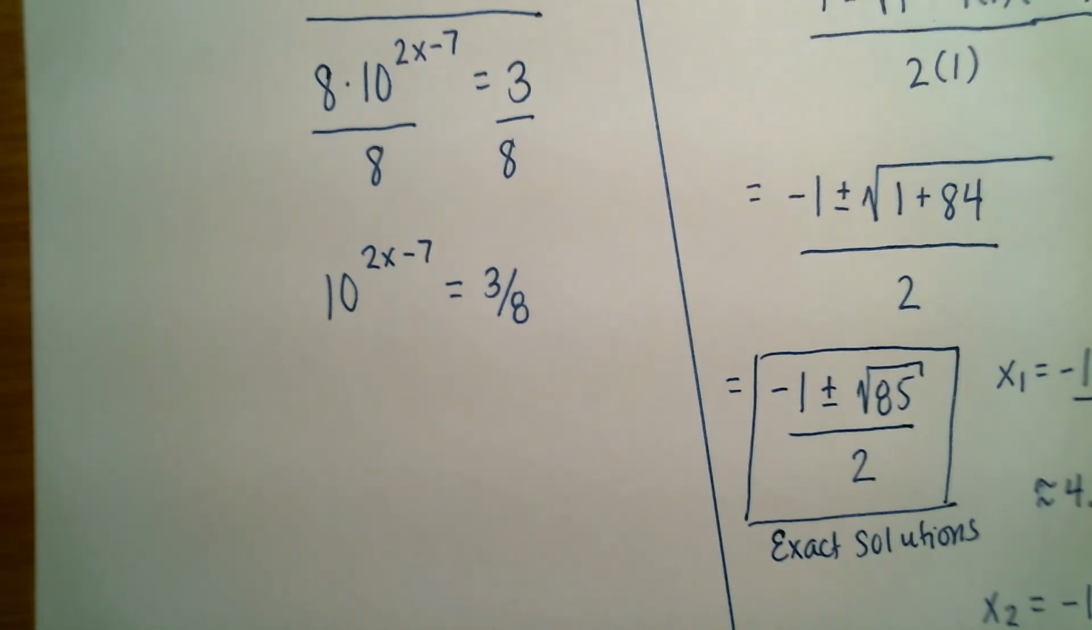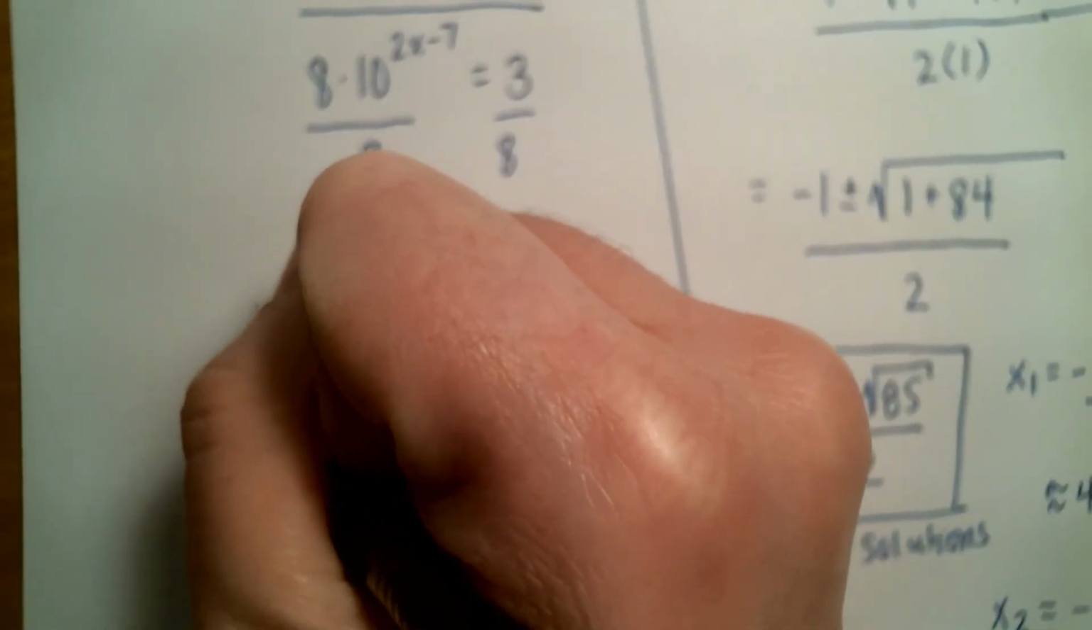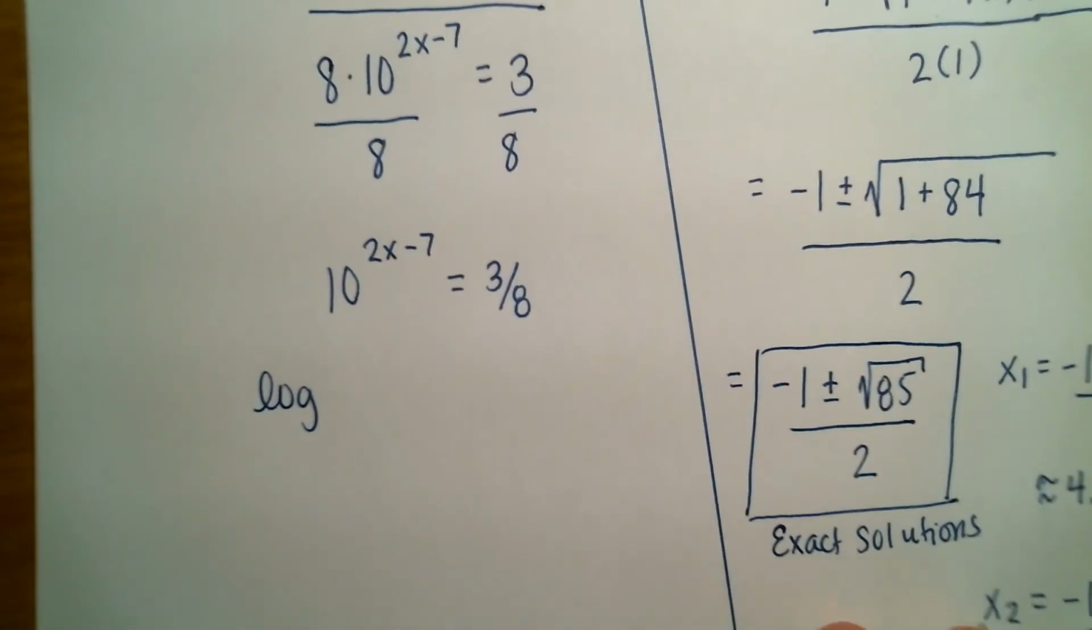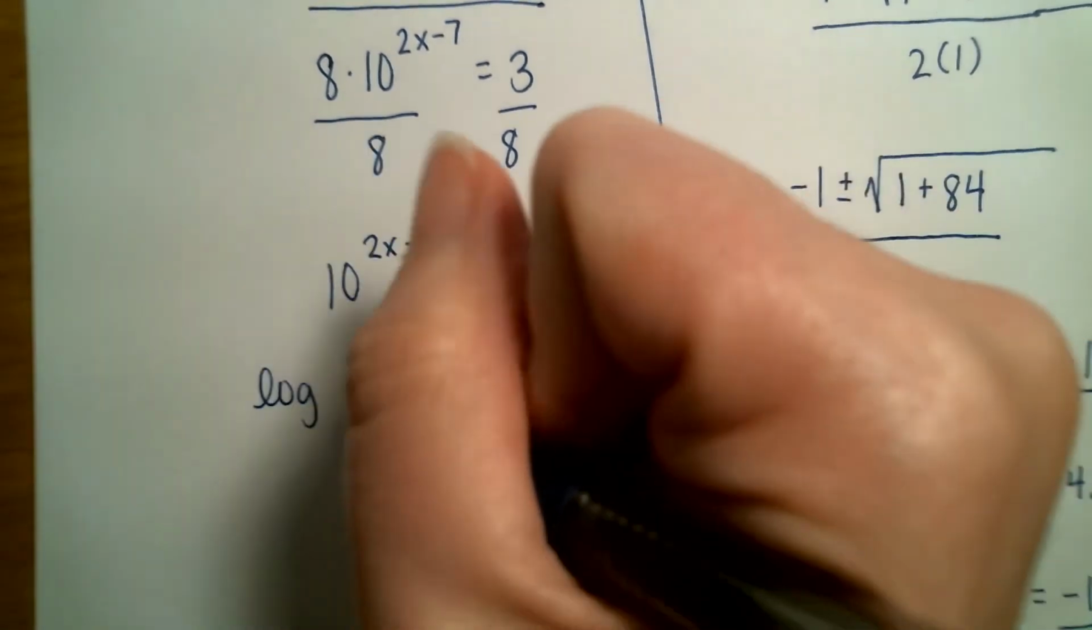Here we've got 10. Remember, 10 is the base of our exponential here, so remember, log is base 10. So you should use log here. What we're going to do is take the log, remember, that's base 10, of both sides.